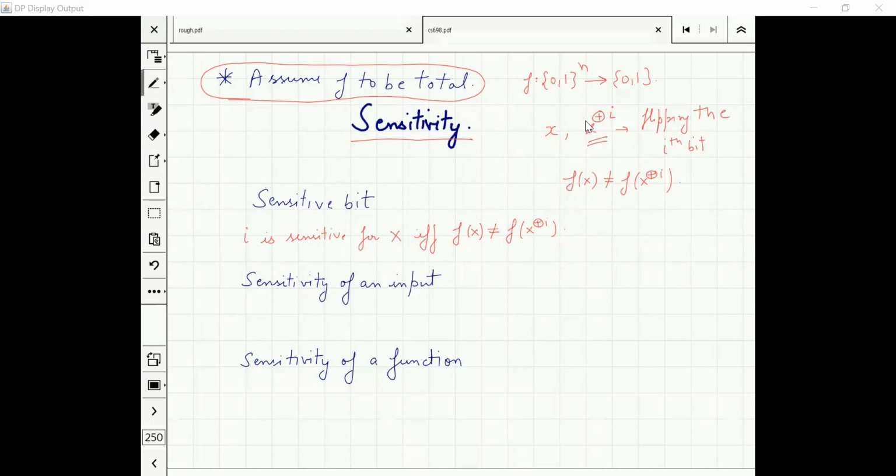Can you come up with an x and an f where every bit is sensitive? Parity and any input. Okay, very good. If you take parity and any input, as soon as I flip something, the number of ones will become odd to even or even to odd. So parity is sensitive on every bit and every input. Anything else except parity? Any other example?